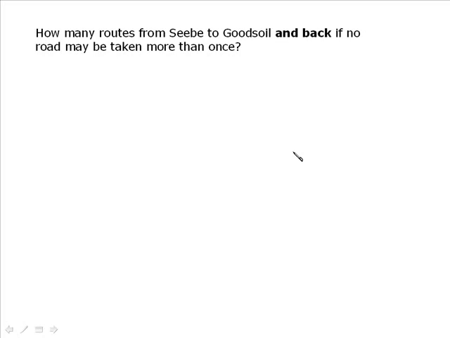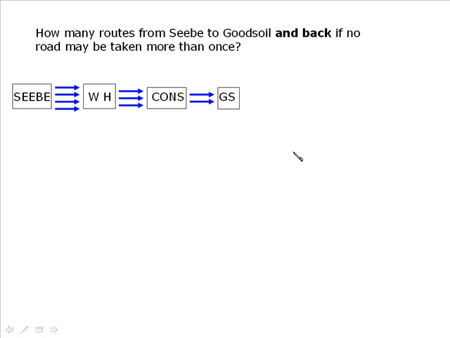But the key to doing these type of arrangements properly is to get a little diagram drawn and ask yourself that key question: how many choices? So we do know this. Seebe to Westward Ho to Consort to Goodsoil, we have all these. That's 24 choices. But you're in Goodsoil, Saskatchewan right now, and you're headed back to Consort. And instead of having a choice of 2 roads, you now just have a choice of 1 road.